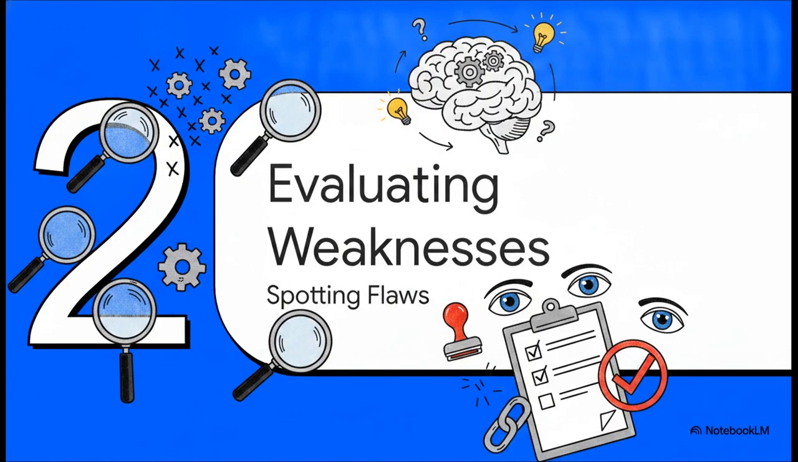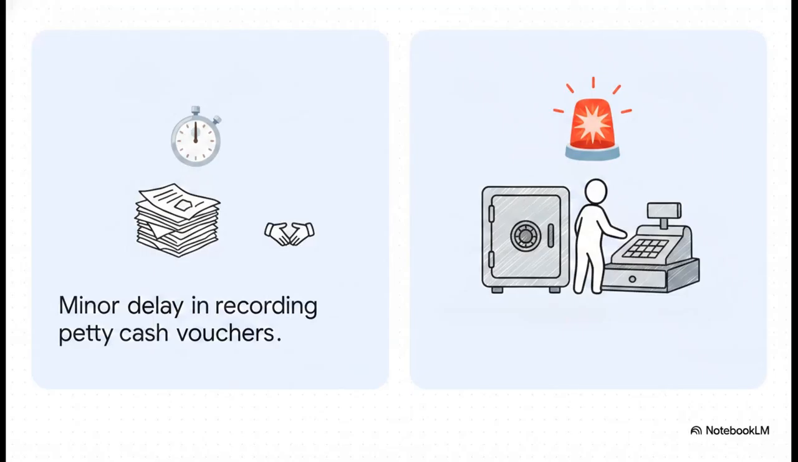Moving on to Section 2, spotting and evaluating weaknesses. Now that we know what a deficiency actually looks like, let's talk about how auditors spot and judge them out in the wild. Look at the stark contrast between the 2 types of deficiencies you're going to encounter. On one hand, you've got an ordinary deficiency. This is a weakness that, frankly, just isn't severe enough to bother the top brass with. A classic example? A minor delay in recording petty cash vouchers. It's a hiccup, no big deal.